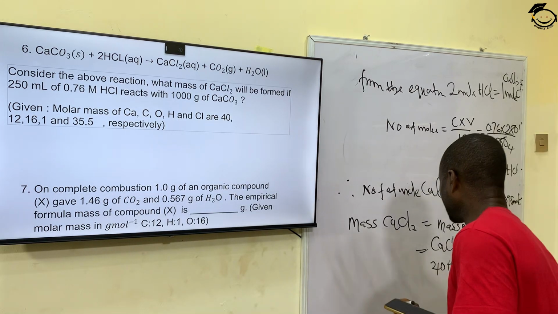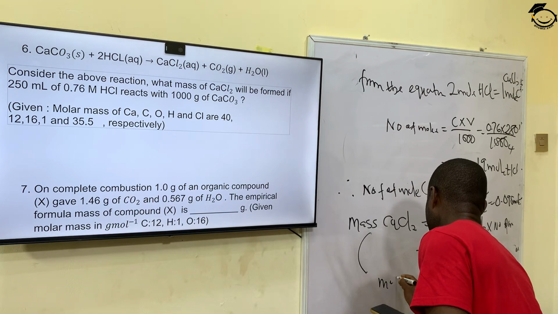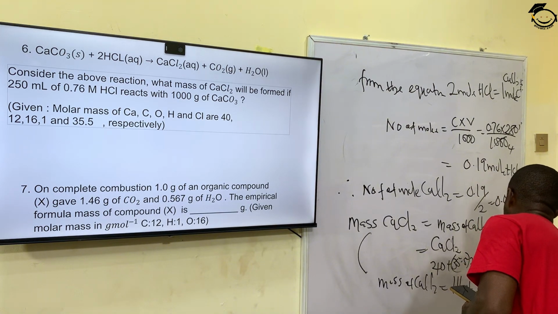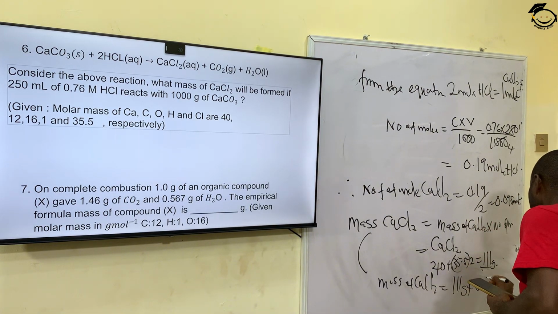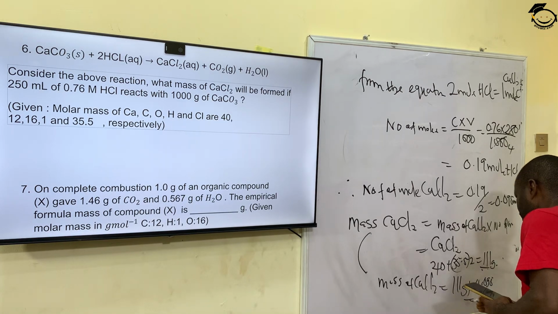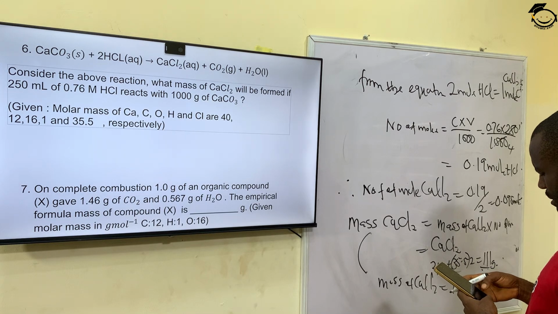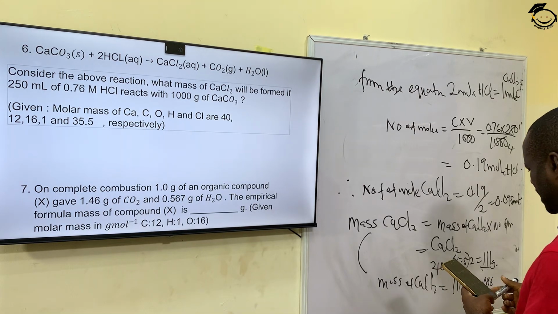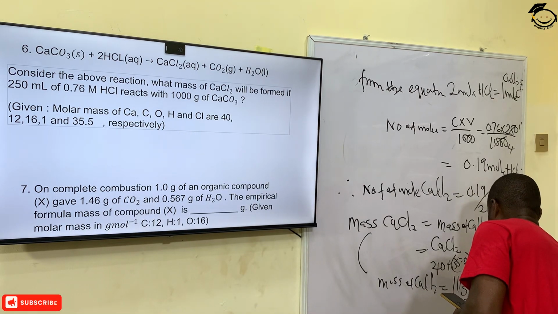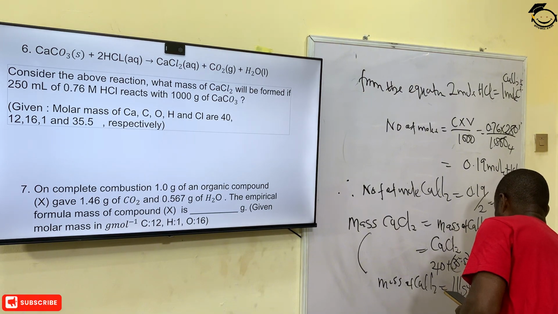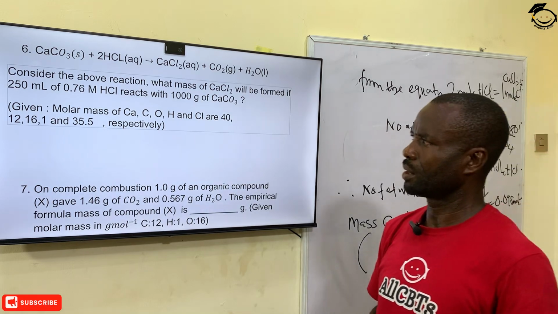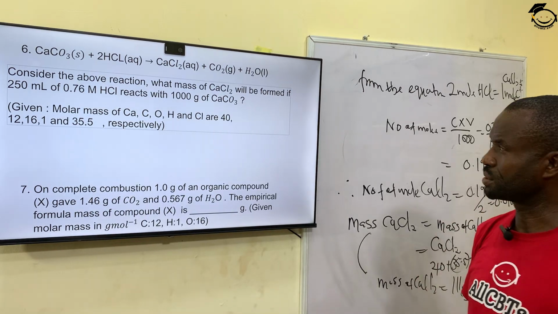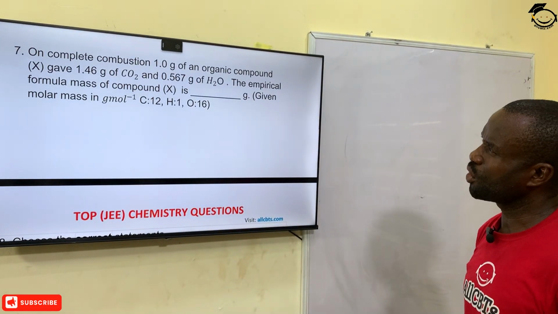So now for us to find the mass, therefore bring this one down. For us to find the mass of calcium chloride, that gives you 111 gram times 0.095, which gives us 10.5. The answer gives us 10.5 gram. Correct answer. So that's the mass of calcium chloride that will be produced.